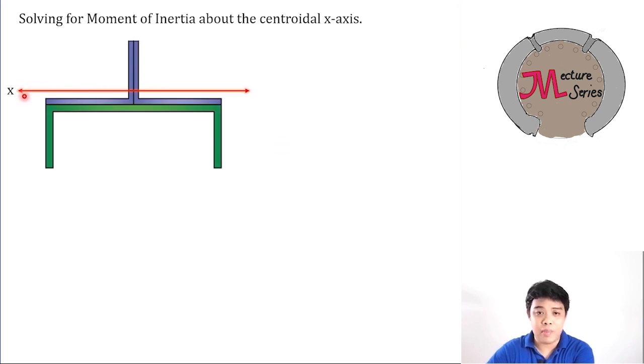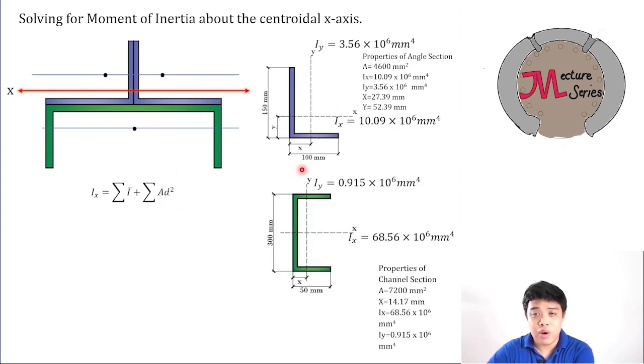We are going to determine the moment of inertia about the centroidal x-axis. Following again the transfer formula, take note that this should be the moment of inertia parallel to the axis of consideration plus the summation of AD squared, in which D is the distance of each steel section to the centroidal axis we are referring to. In this case, the centroidal x-axis. Since you rotated it 90 degrees, the x and y axes switch their position. Therefore, for the angle bar, the axis that becomes parallel to the centroidal x-axis will be this 3.56 times 10 to the 6.